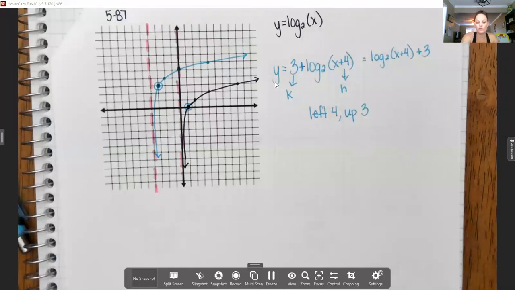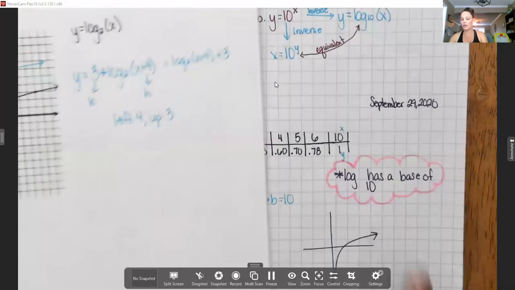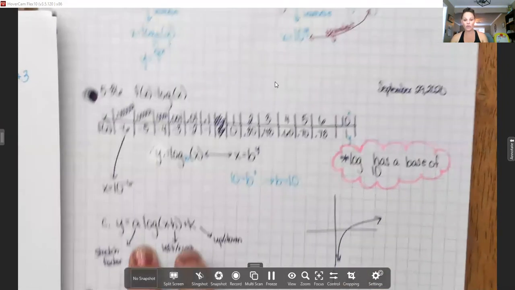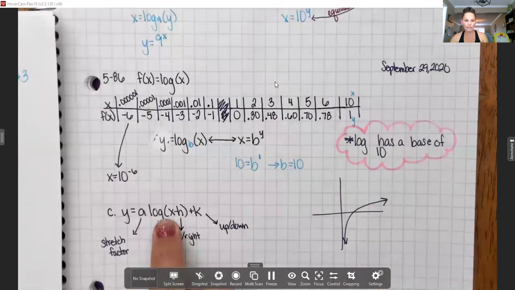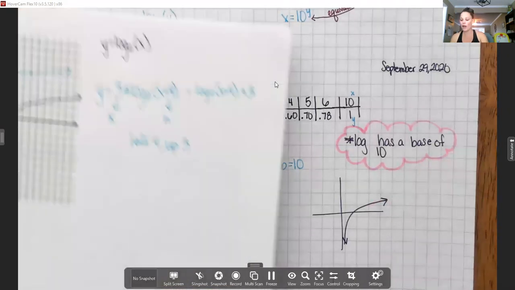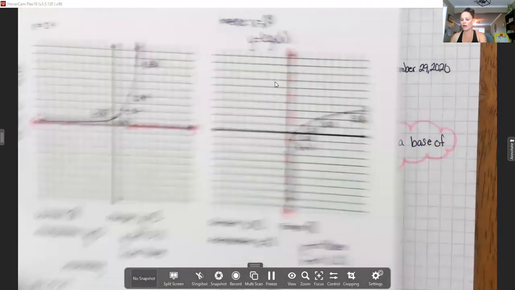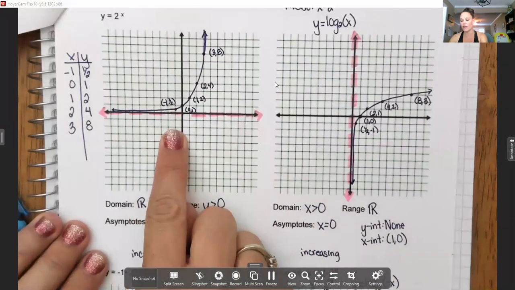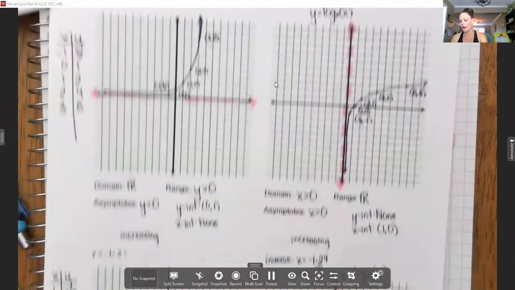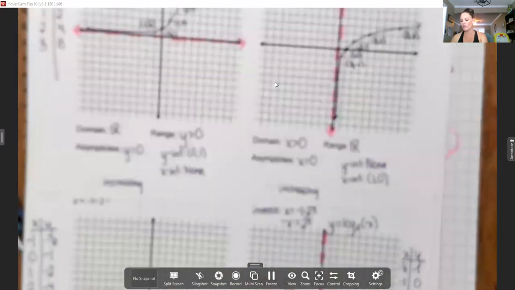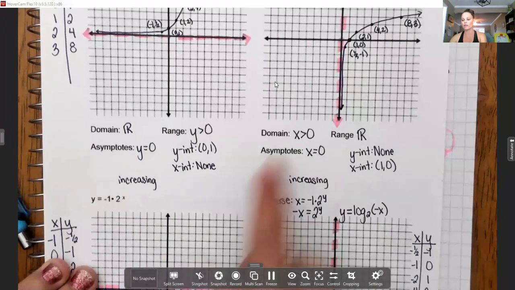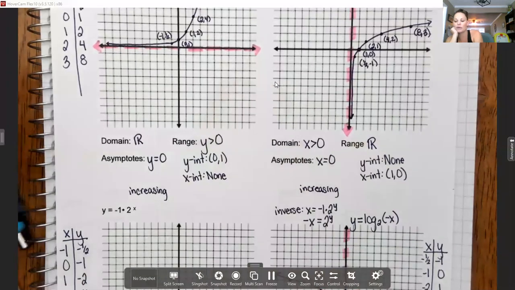All right. So what you're walking away with today is a few things. The log button on your calculator has a base of 10. The a, h, and k do the same things for any base here. And then we also reviewed what we started with, that the log graph is the inverse of the exponential just by flipping over that line. But we see what all of these log graphs look like, and they have a vertical asymptote instead of a horizontal asymptote like the exponentials.